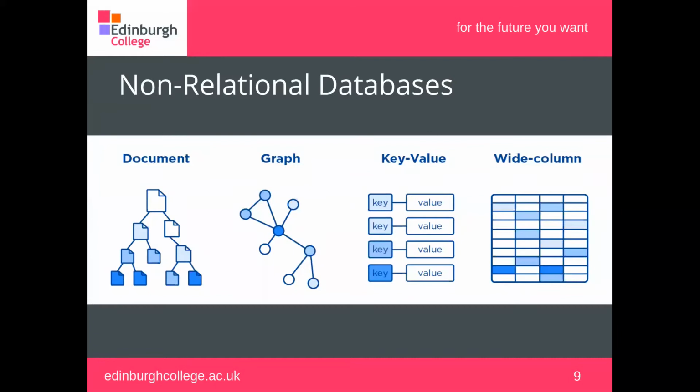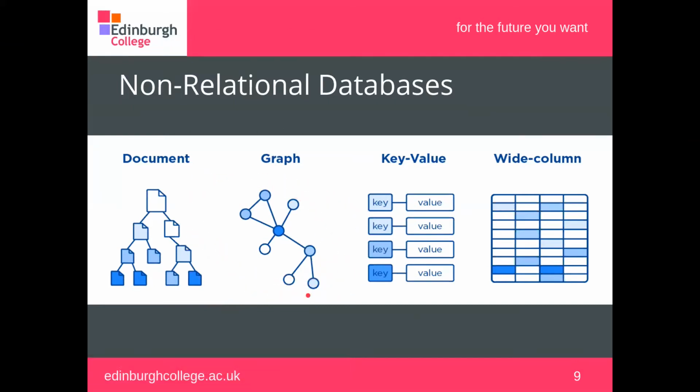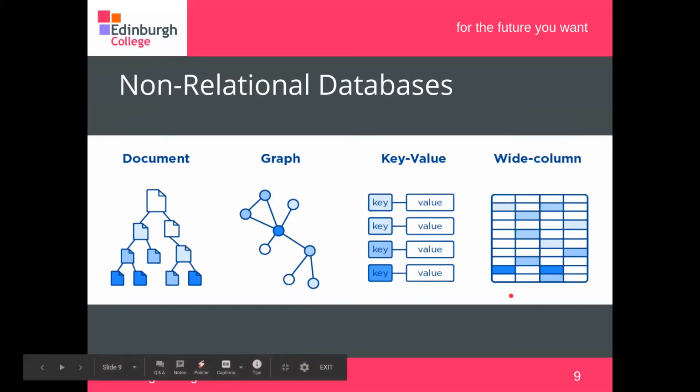So here are some examples of non-relational databases. There's a document database where everything's stored in an individual document file. There's a graph database, which I think is used in social media, a key-value database, and a wide column database. These are generally utilized with very, very big data.